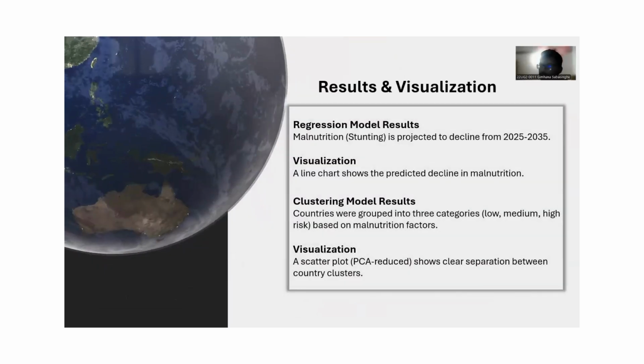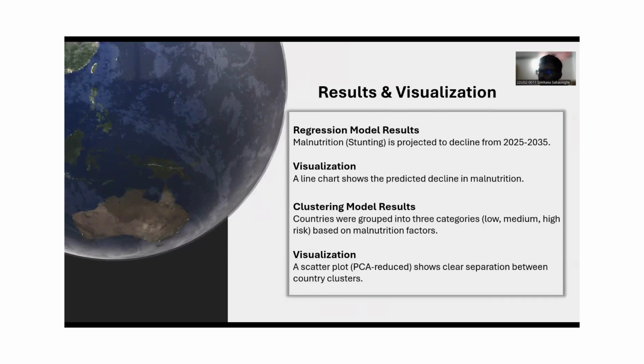Results and visualization. Now let's go over the results of our models and what they mean. For the regression model, we predicted malnutrition trends from 2025 to 2035. The results showed a gradual decline in malnutrition rates. This suggests that current intervention programs are working. Our line chart clearly shows this downward trend, which is useful for governments planning long-term strategies.